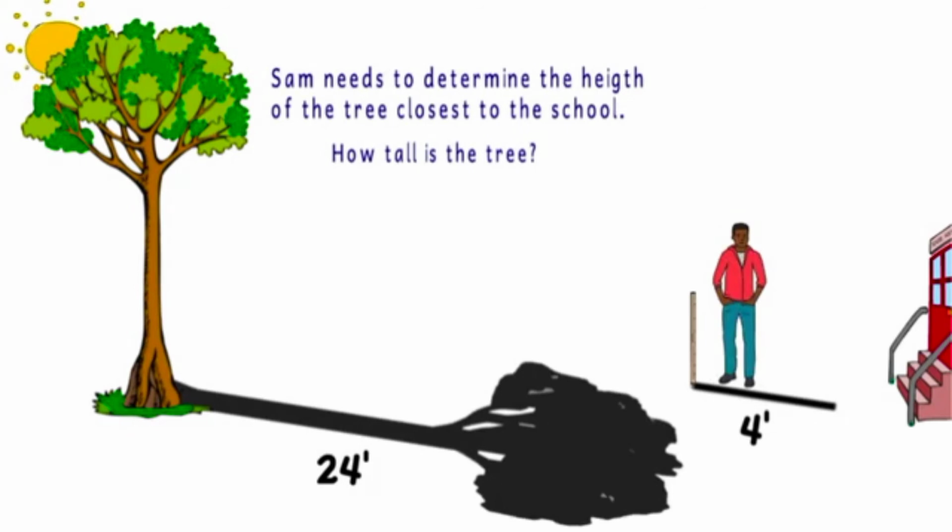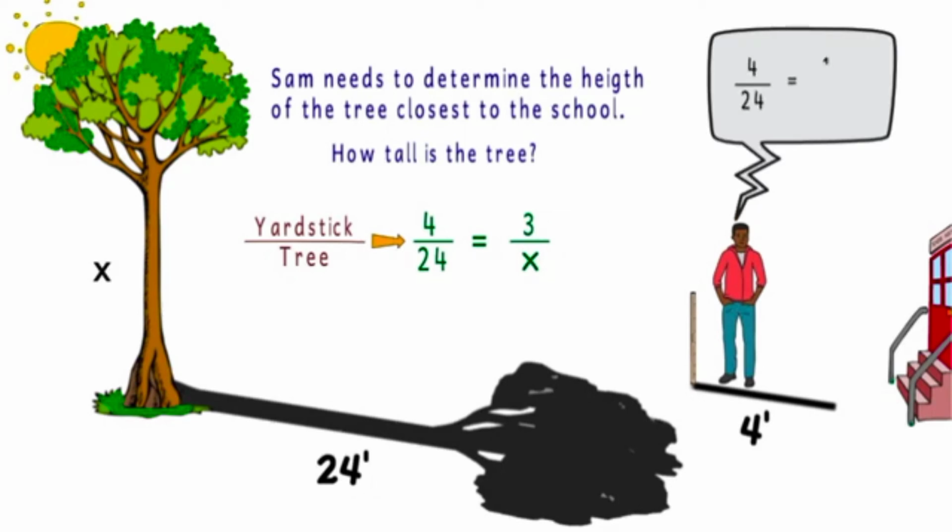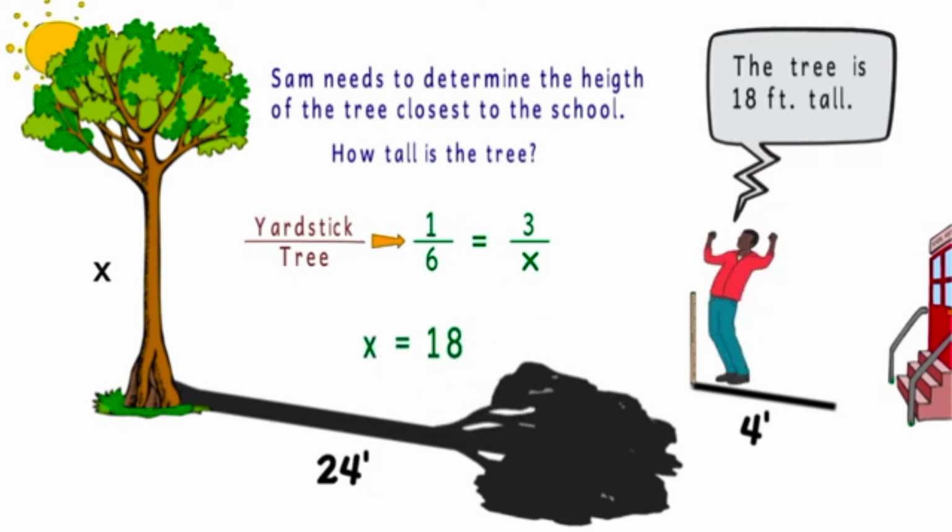Well, we are going to be looking at the ratio of the yardstick to the tree. That ratio is equal to the yardstick's shadow, which is 4 feet, to the tree's shadow, which is 24 feet. And that would be equal to the ratio of the height of the yardstick to the height of the tree, which is what we are trying to find out. 4 over 24 is 1/6. So we can reduce the fraction and then cross-multiply to find the answer, which leaves us with x is equal to 18. So the tree is 18 feet tall.